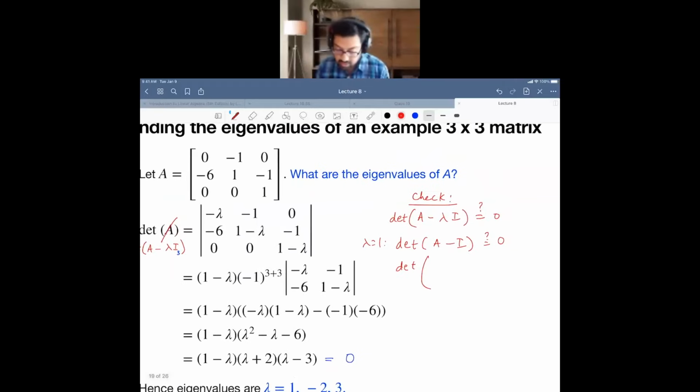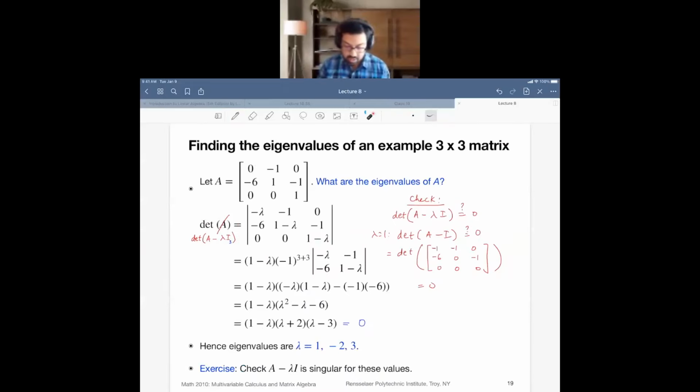Essentially that would be the determinant of the matrix minus 1 there. This doesn't change, this doesn't change. Negative 6 there, 1 minus 1 will give you a 0 there, negative 1, and then 0, 0, and the last one will be 1 minus 1, which is a 0, right? Clearly you can see the last row turned out to be 0. Right away you can say the determinant is going to be 0, so it is singular. So we were able to quickly check at least one value, and you can plug in the other values as well.